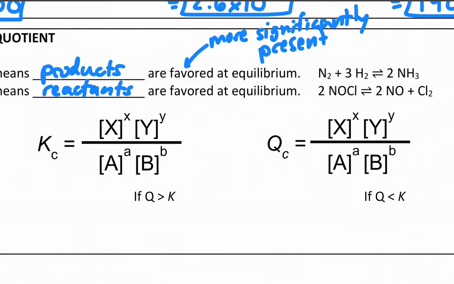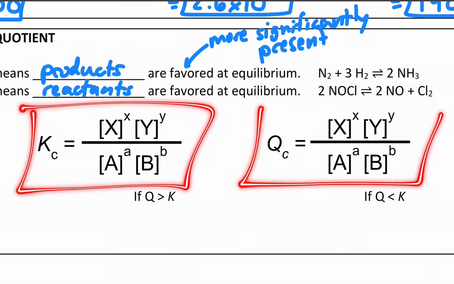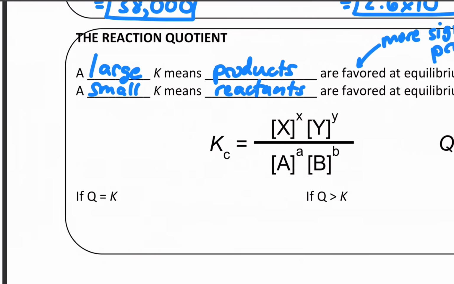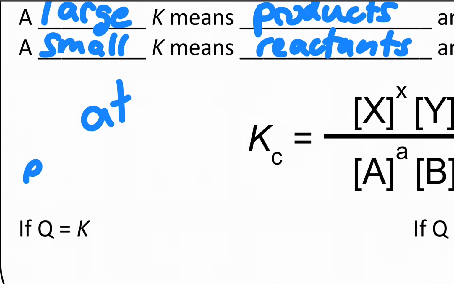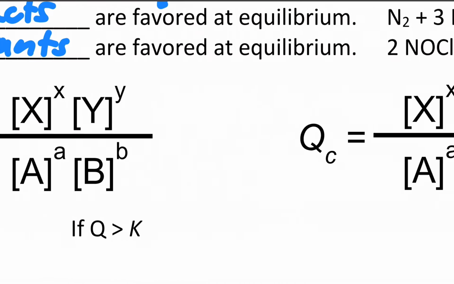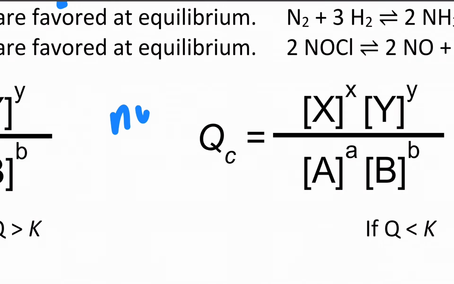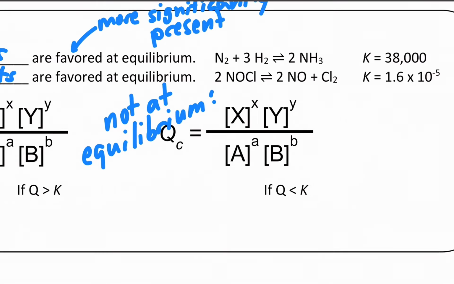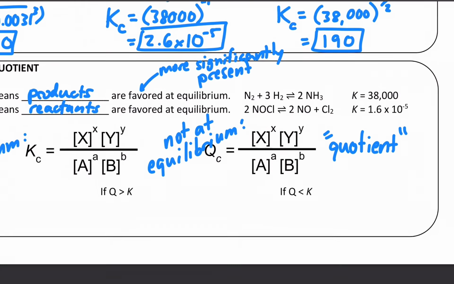There's one last thing we use, which is comparing the expression K with an identical expression, but not at equilibrium. This is called the reaction quotient, so we give it the letter Q. K is at equilibrium, but the same exact expression, the reaction quotient, is just not yet at equilibrium. Same exact expression, but it tells us where we're headed compared to equilibrium.